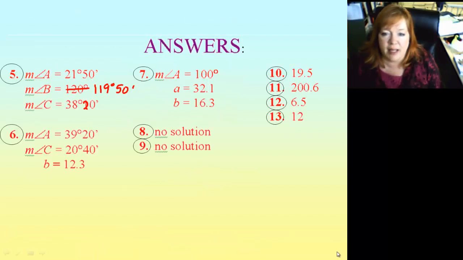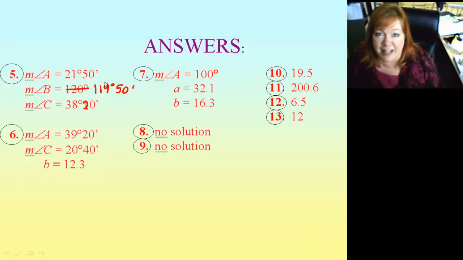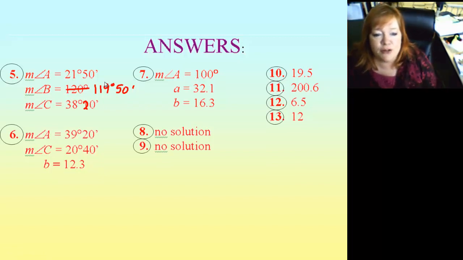Here's the answers to the review that you have, not the test. That would be very easy, wouldn't it? Everybody'd be writing these on their hands or on their cell phone. So the only difference is this is 119 degrees 50 minutes, 38 degrees 20 minutes, and you have no solution for 8 and 9. So you might want to pause this to check your answers if you've already worked the review. And if you want to see, I'm going to do each problem in detail.